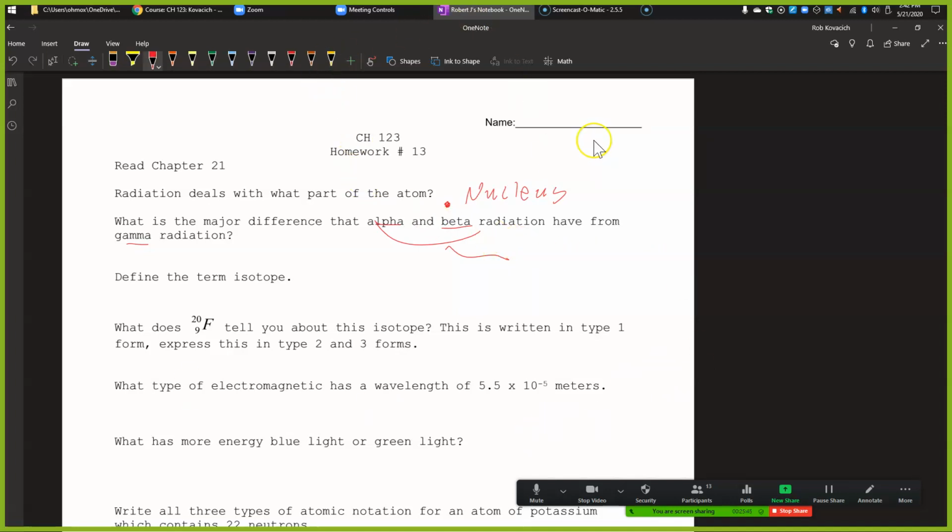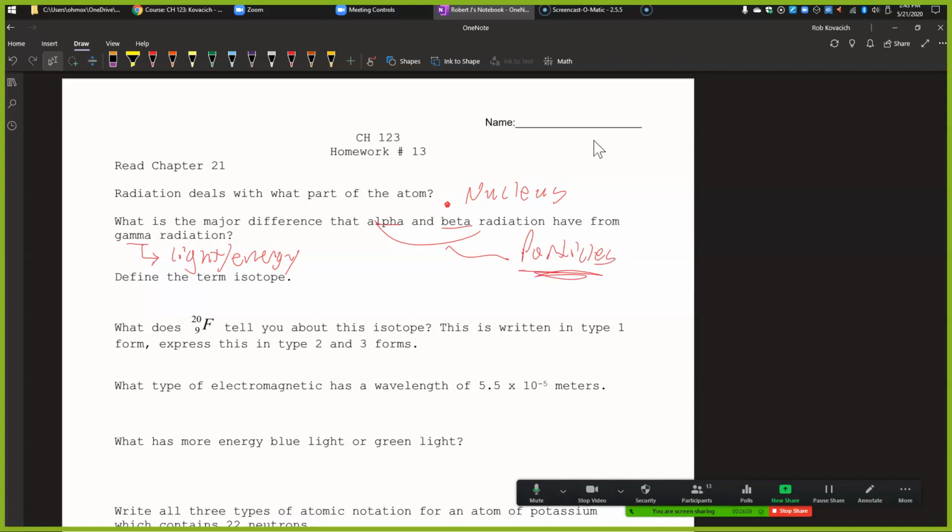Gamma is larger? No? Gamma's actually doesn't even make sense. This is light or energy. Yeah, but the wavelengths. Oh yeah, because that's smaller. So what are these things over here? They're particles.